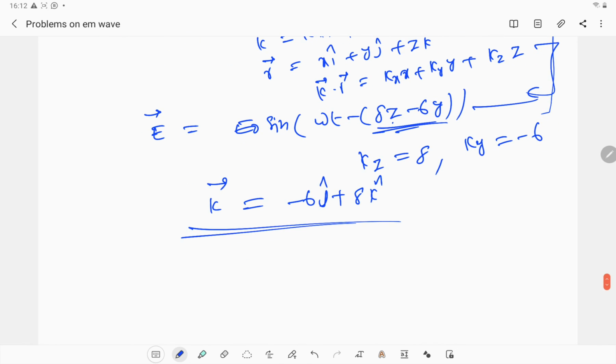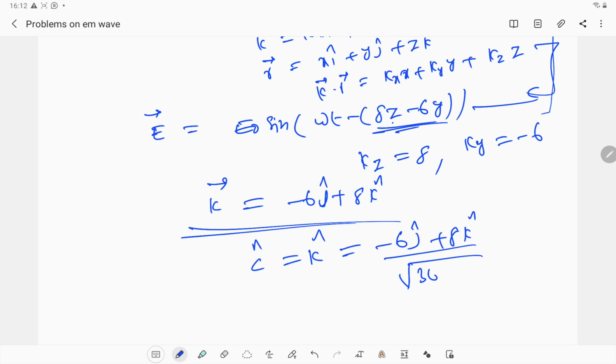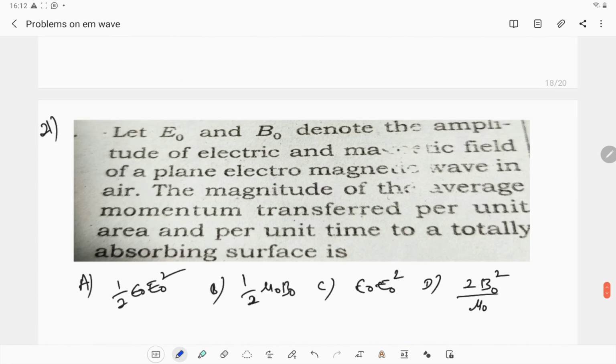This is k bar, but its propagation direction is c cap, that is equal to k cap by magnitude of k. This becomes minus 6 j cap plus 8 k cap by square root of 36 plus 64. This becomes minus 6 j cap plus 8 k cap by 10. This is the wave propagation direction.